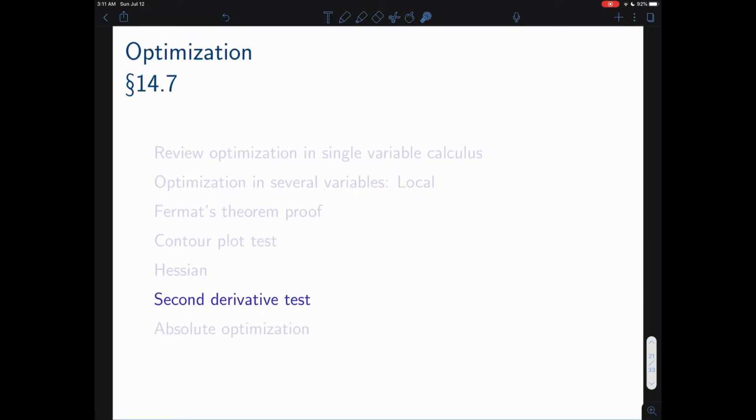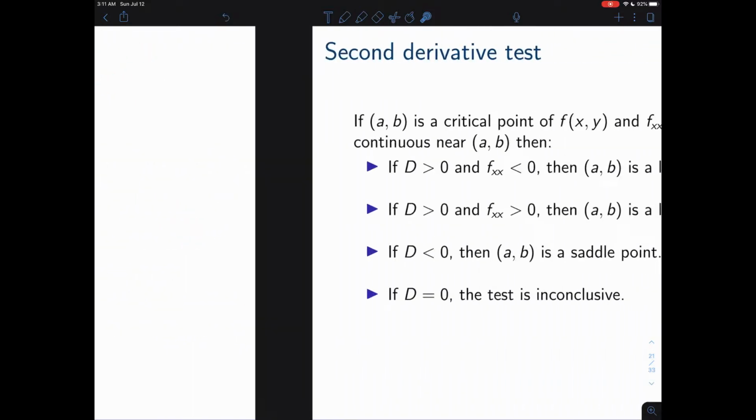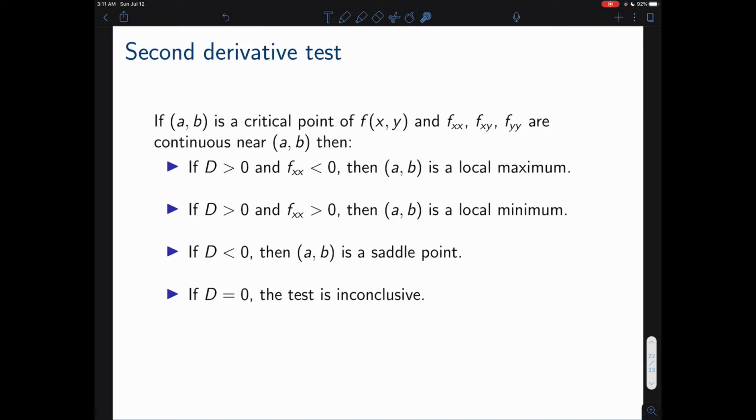Now we're going to use our Hessian that we just talked about to do a second derivative test. And the test is just directly taken from the observations that we made in our examples. If we're at a critical point, and remember what that means is that the gradient is 0 or doesn't exist, but those are the first derivatives. Then we go past the first derivatives, we look at the second derivatives. There's a technical assumption. Technically, we're going to assume that those second derivatives are continuous near the point (a, b).